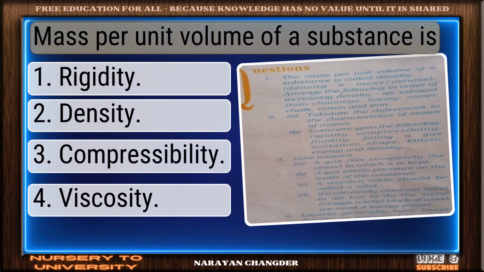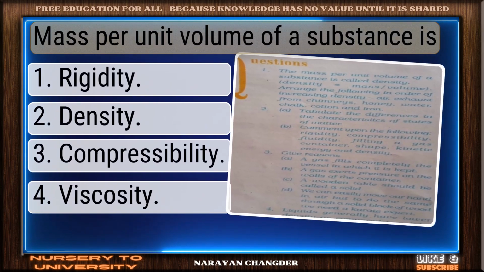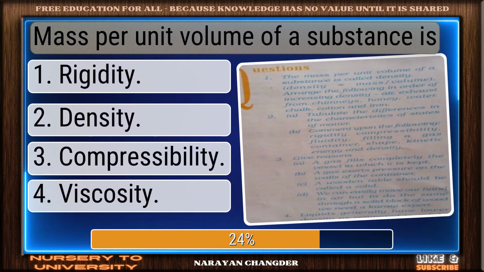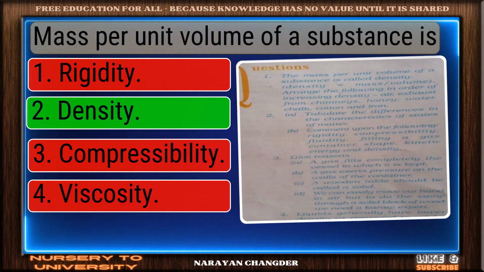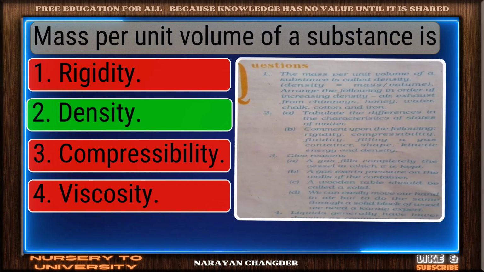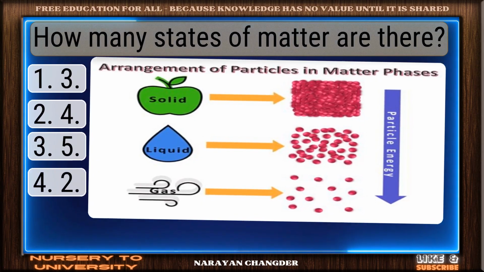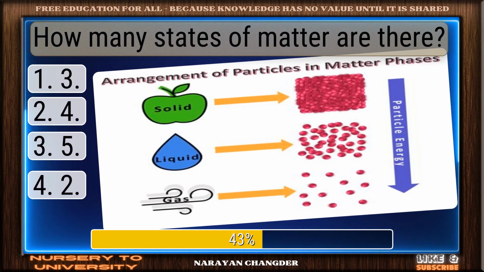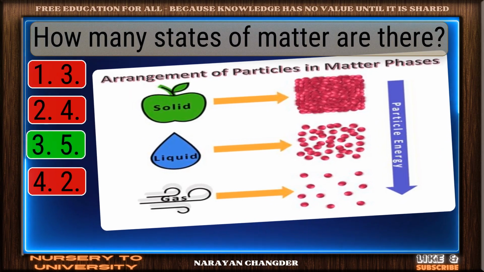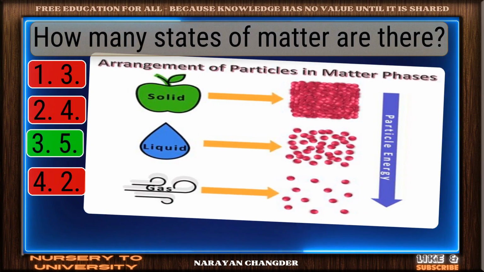Question number 83. Mass per unit volume of a substance is? Correct. Density is the right answer. Question number 84. How many states of matter are there? Well done. 5 is the right choice.